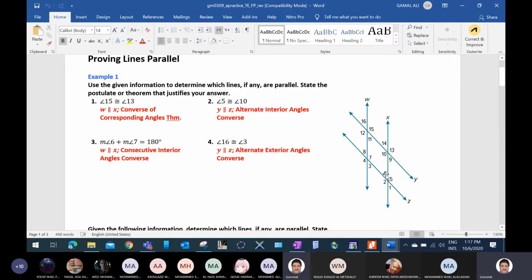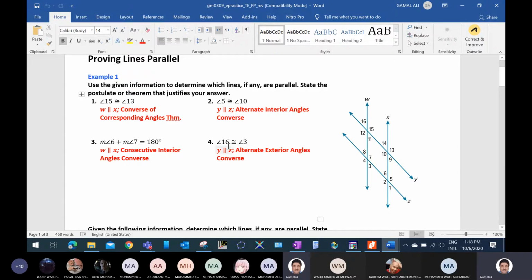7 and 6, they are consecutive interior angles. For which two lines? X and W, and the transversal is Z. So 7 and 6 are consecutive interior angles, and the sum of them is 180. So we can say the two lines W and X are parallel by using the converse of the consecutive interior angles theorem.